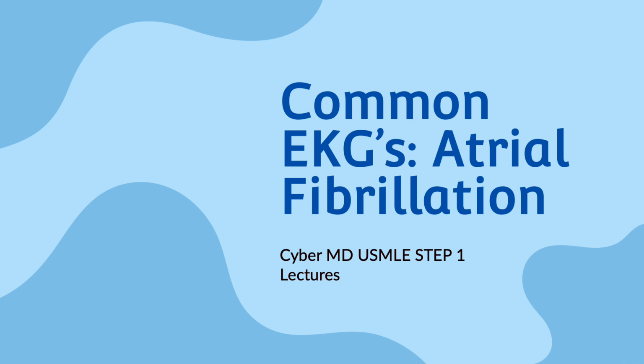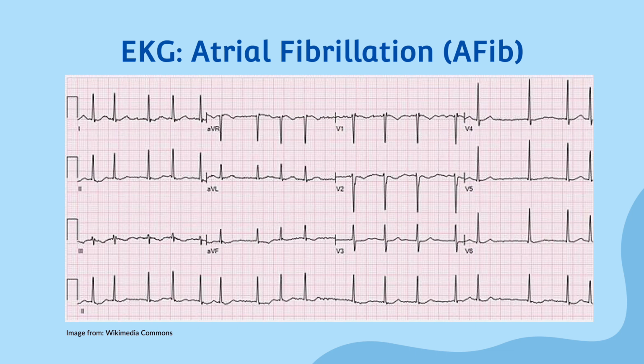In this lecture, we will be discussing the can't-miss diagnosis of atrial fibrillation as it applies to the USMLE STEP 1 exam, as well as clinical practice. Let's get started. Atrial fibrillation is a type of heart arrhythmia, which is an abnormal heartbeat. It occurs when the electrical signals that control the heartbeat are disrupted. This leads to the heart's two upper chambers, the atria, quivering instead of beating effectively. This results in an irregular heartbeat, which can be rapid or slow.